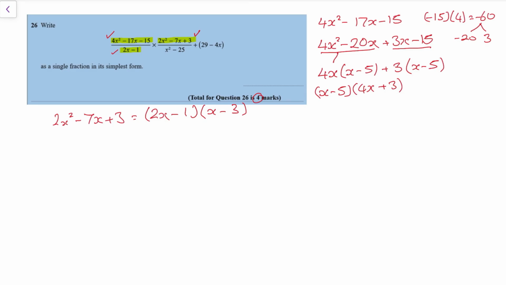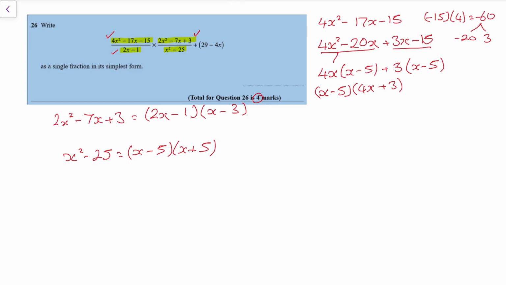Then the bottom right is x squared minus 25, and x squared minus 25 is a difference of 2 squares, so that's going to be x minus 5, x plus 5. Let's just pause there for a second. I'm feeling a bit better about this. Now, if you've seen any of my other videos, I'll say that comment quite a lot. I'm feeling a bit better.